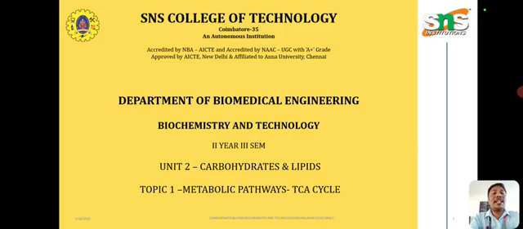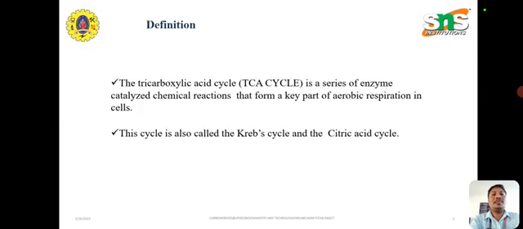Today we are going to see about the metabolic pathway of the TCA cycle. For definition, the TCA cycle, that is the tricarboxylic acid cycle, is a series of enzyme catalyzed chemical reactions that form a key part of aerobic respiration in cells. This cycle is also called the Krebs cycle and the citric acid cycle.